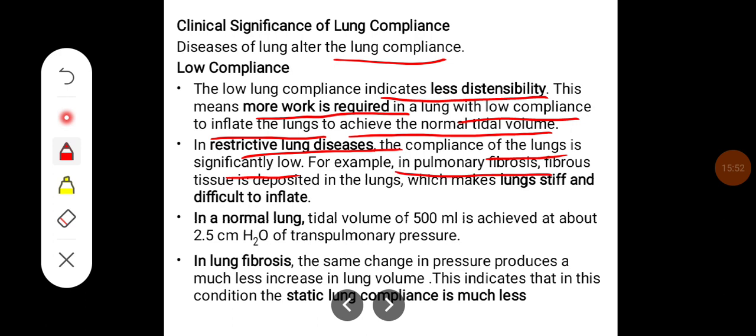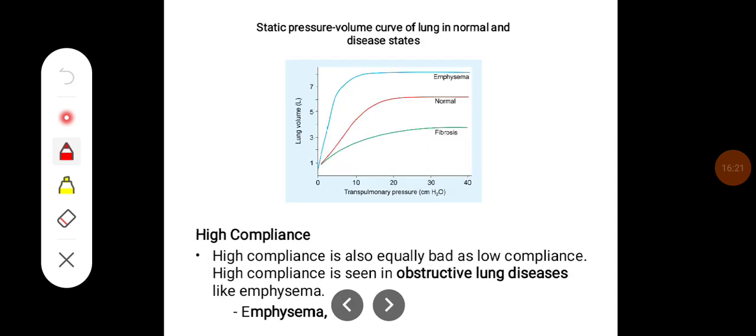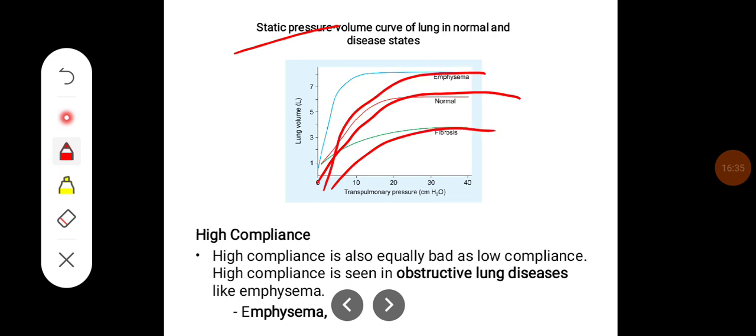For example, in pulmonary fibrosis, fibrous tissue is deposited in the lungs, which makes the lung stiff and difficult to inflate. In a normal lung, a tidal volume of 500 ml is achieved at about 2.5 centimeters of water of transpulmonary pressure. In lung fibrosis, the same change in pressure produces a much smaller increase in lung volume. So this indicates that in this condition, static lung compliance is much less. So this is a static pressure volume curve in a normal and disease condition. This is normal. In fibrosis it is lowered, and in emphysema it is increased. High compliance is also equally bad as low compliance. High compliance is seen in obstructive lung disease like emphysema.